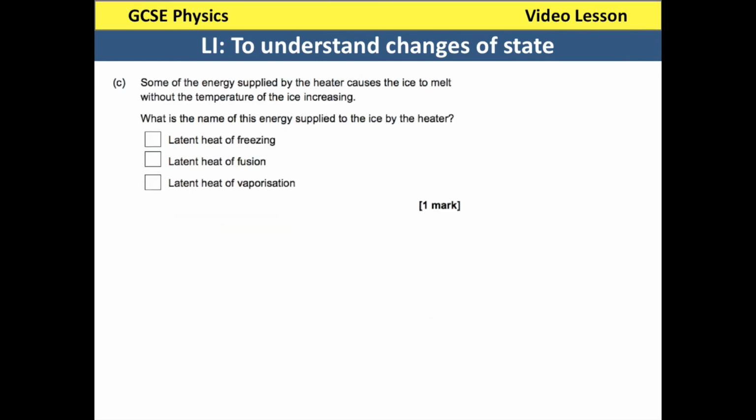Part C. Some of the energy supplied by the heater causes the ice to melt without the temperature of the ice increasing. What is the name of this energy supplied to the ice by the heater? That is, of course, the latent heat of fusion.